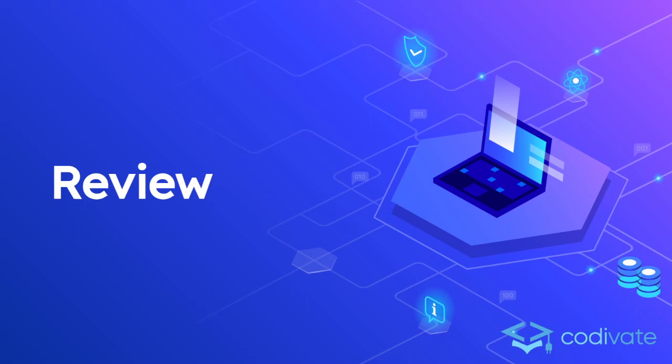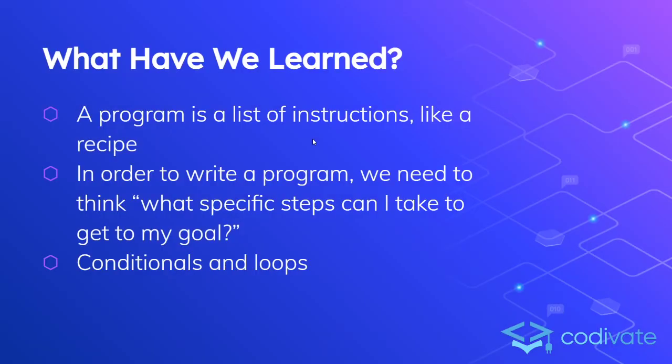This is Lesson 10, and today we're going to review all of the topics we've covered in the previous 9 lessons. Starting off, in general, we have learned that a program is just a list of instructions, very similar to a recipe book. And in order to write a program, the question that we ask ourselves is, what specific steps can I take to get to my desired output?